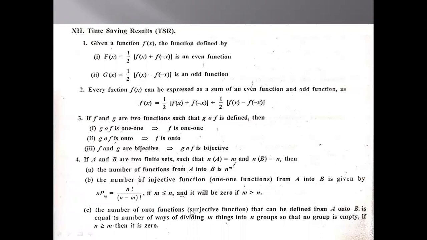Next, the number of onto functions, meaning surjective functions, that can be defined from A onto B is equal to the number of ways of dividing m things into n groups so that no group is empty. If n is greater than m, then that is 0. Once again, the number of onto functions from A to B is equal to the number of ways of dividing m things into n groups so that no group is empty. If n is greater than m, then it is 0.